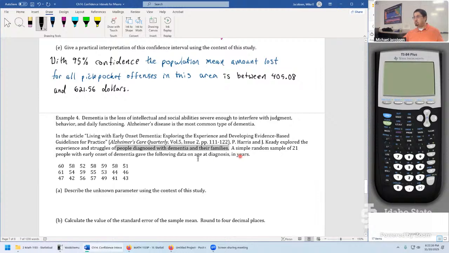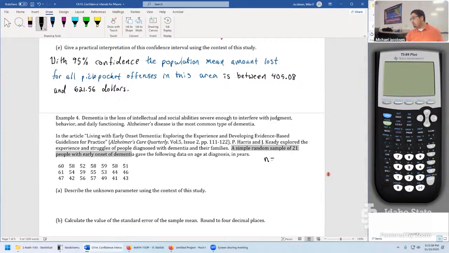So it tells us, well, this is what they did. It was a pretty big study. They're discussing the people with the condition. They're talking with the families of the people with the condition. But what is the data we're actually studying? It starts right here: a simple random sample of 21 people with early onset of dementia.